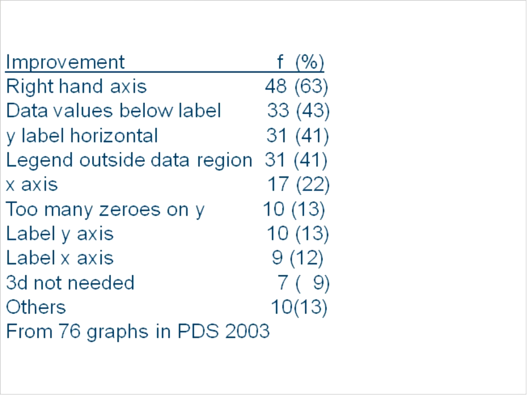So let's get right into it. This is information that I took from 76 graphs in Pharmacoepidemiology and Drug Safety in 2003. The improvements are listed down here, and I'm going to go over each of them. The first number is how often they showed up and what number of graphs that they showed up in. For example, the graph that should have used a right-hand axis label that didn't. That happened in 48 graphs, and I've converted that into a percentage of 63%.